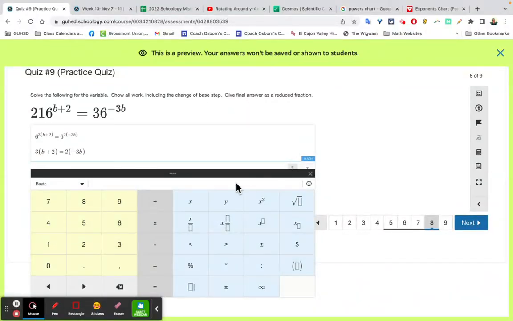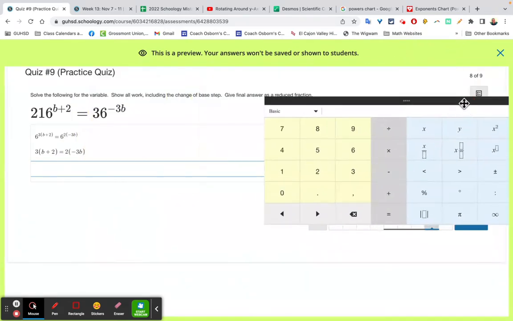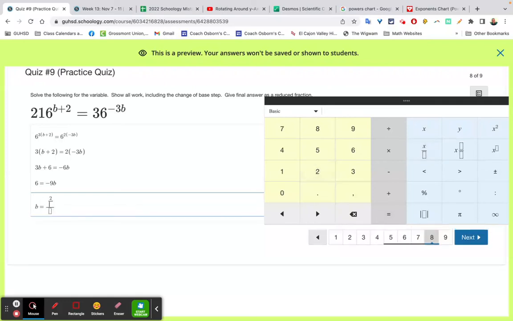Next step, I can move this thing out of the way. By the way, if it's getting in your way, just drag it and click it to set it somewhere else. Okay, so now I want to write 3b, and you don't have to show subtracting 3 from both sides. I just have to show what the line looks like. So then it goes negative b, and then the next step is 6 equals negative 9b, and then my final answer is b equals negative 2 over 3.